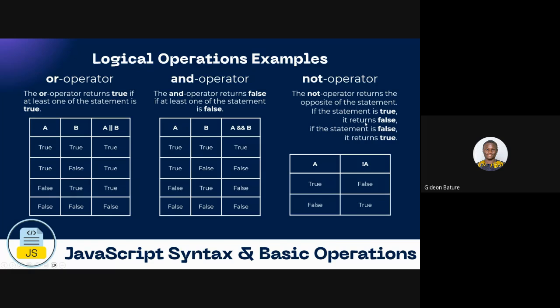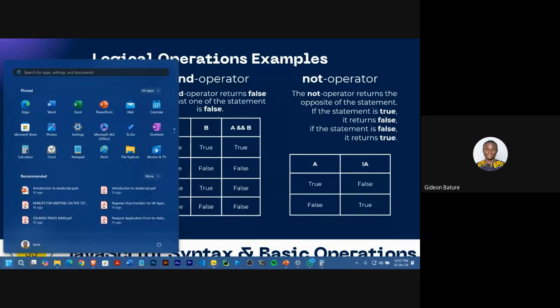Then the not operator is like the opposite. If I say not true, of course, not true is false. And if I say not false, of course, not false is true. All right, so let's do some checks. Let's do some checking with this logical operator. Let's just do a simple illustration of these logical operations.